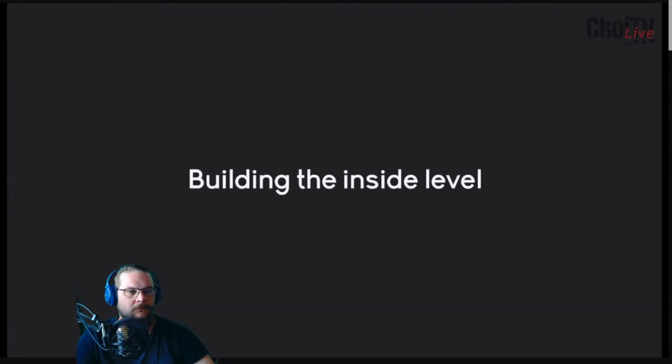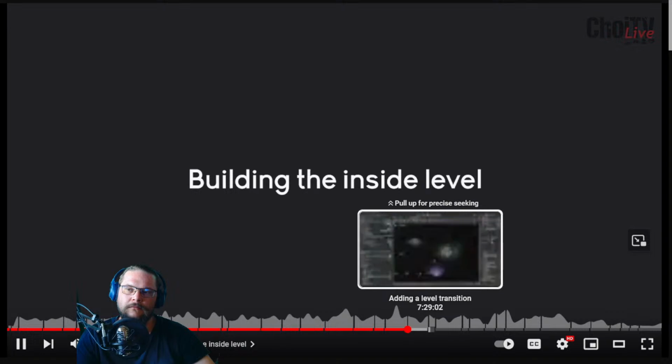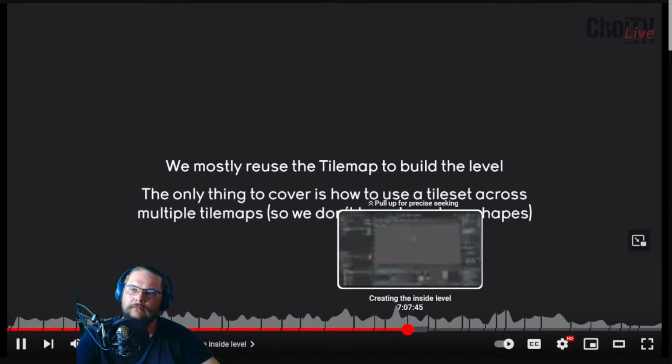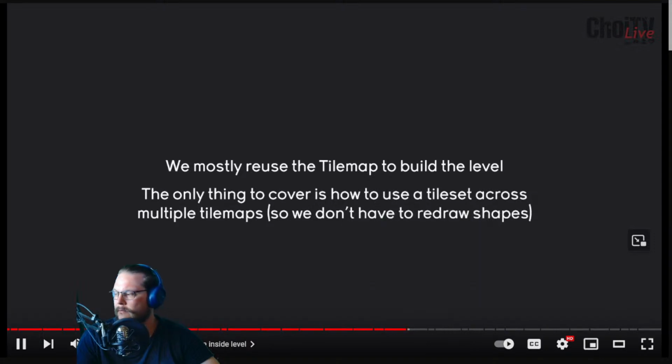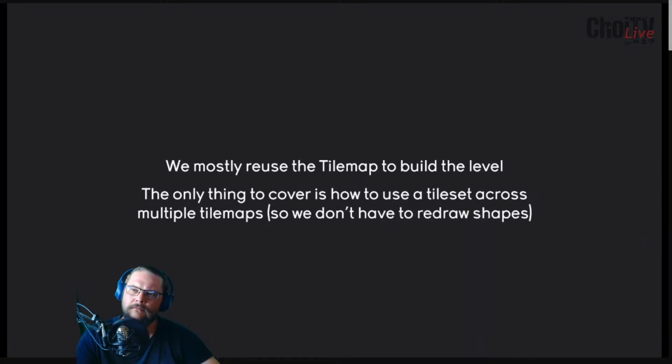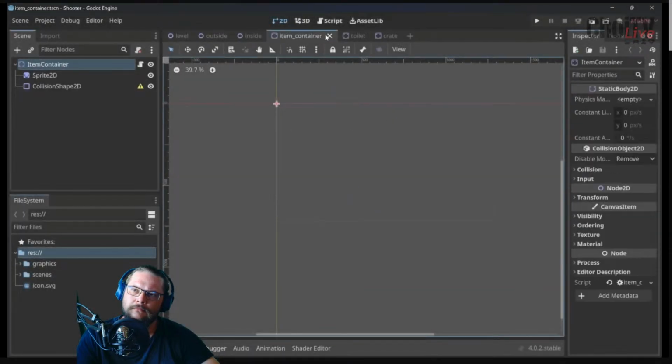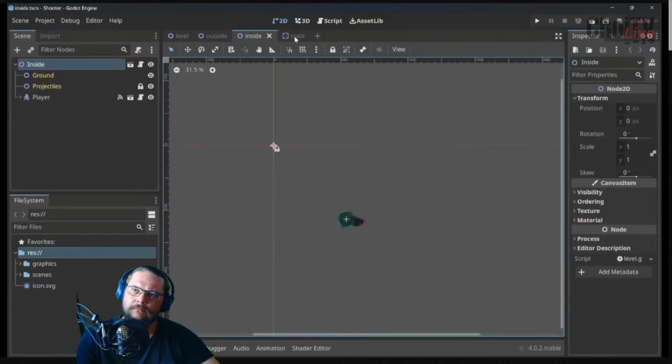The major part missing right now is that we have to create an inside level, and this is what this part will be about. And fortunately, there isn't very much that we need to get started. Basically, we're going to reuse the tile map and the earlier bits we have built to build this level. There's only one thing that I absolutely have to cover, and that is how to use a tile set across multiple tile maps, so we don't have to redraw all of the shapes for the collision and the lights. But that is very easily done. Here we are back in Godot, and first of all, I want to close the item container, the toilet, and the crate. So I have only the levels open.